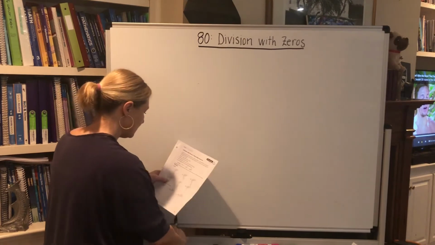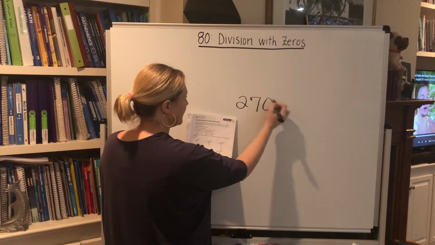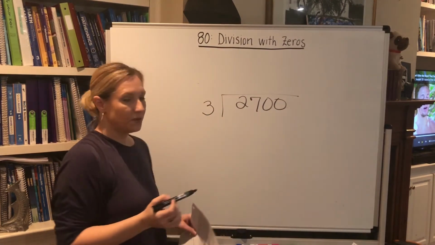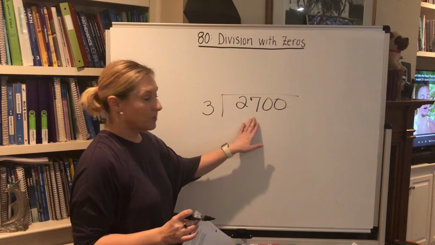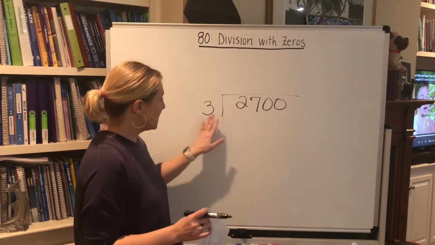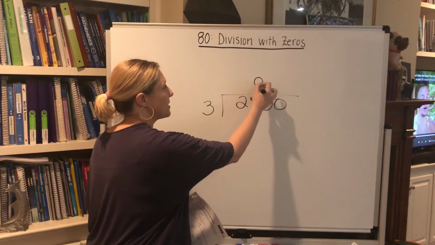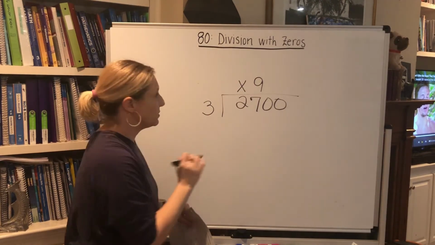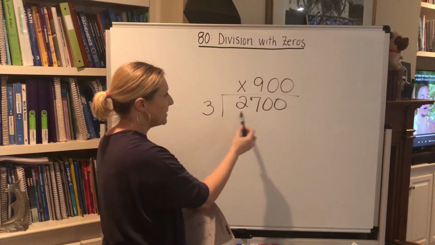Look at number 8. Number 8 is 2,700 divided by 3. Does 3 go into 2? No. But you do know a times table that goes into 27. 3 times 9 would be 27. So we know that this is going to be 9. When we put the 9, we must put it right over the 7 because 3 didn't go into 2, okay? So we know that 3 times 900 will be 2,700.